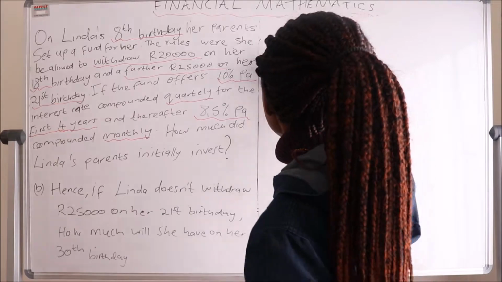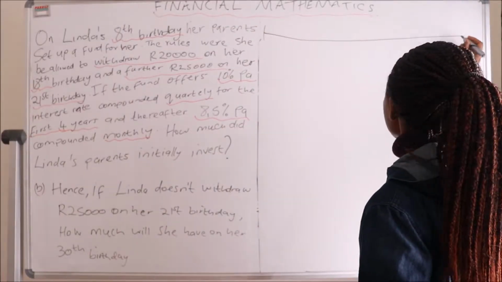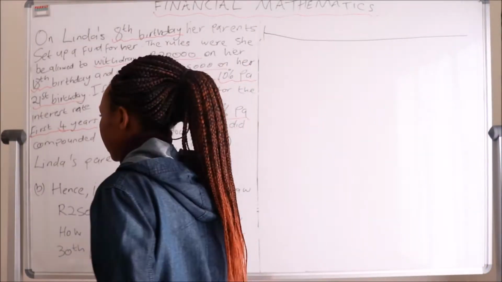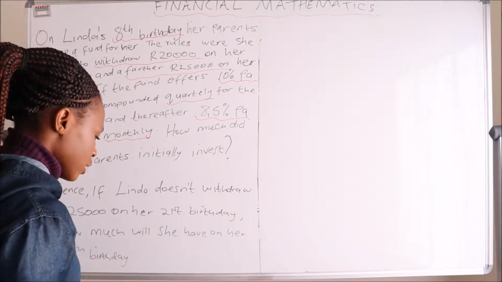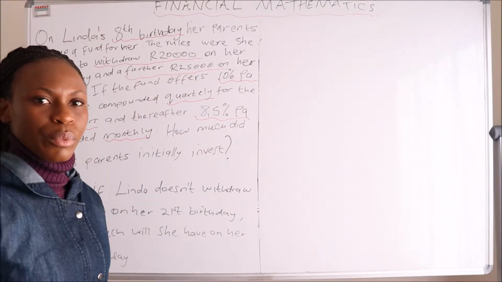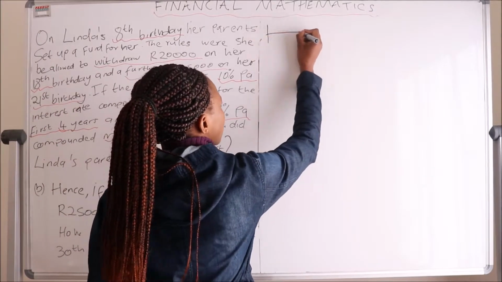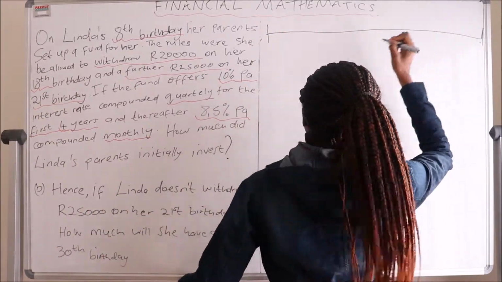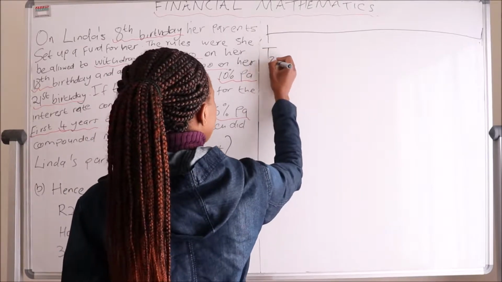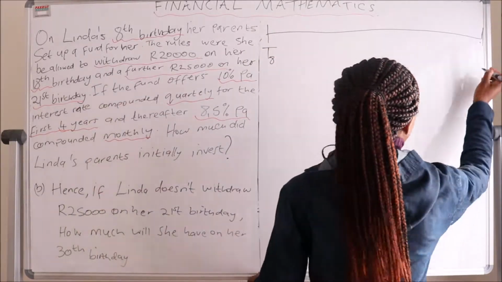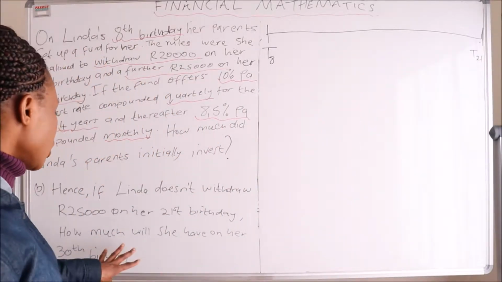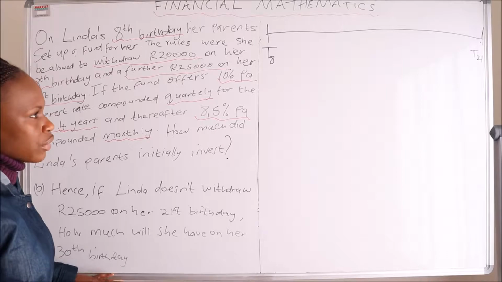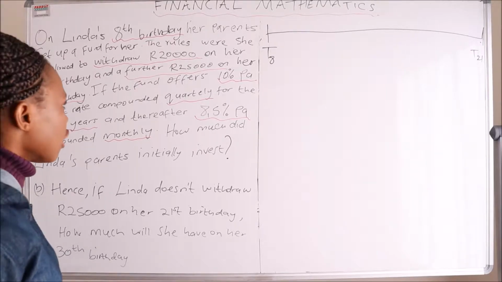With this one, remember I told you it's better to first draw the timeline so that you will see clearly when the interest rate changed, and if there was any additional deposit or withdrawal, you put it on your timeline, which makes it easy to answer the question. I'll do a rough one, of which this is T8, on the 8th year, and here this is the 21st. Now we're just answering the first question. We haven't considered the 30th birthday because that is the second half of the question.